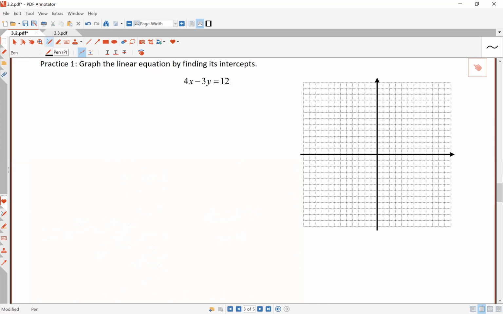So now that you've had a chance to do that, I'll work this out for you. The x-intercept, we always set the other variable equal to 0. Setting y equal to 0 gives us 4x minus 3 times 0 equals 12. Cross that out, and we have 4x is equal to 12. Divide both sides by 4, and we get x equal to 3. My x-intercept is (3, 0).